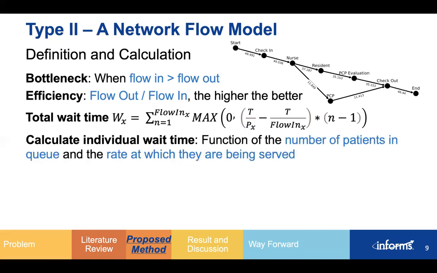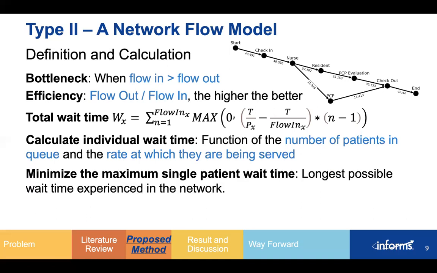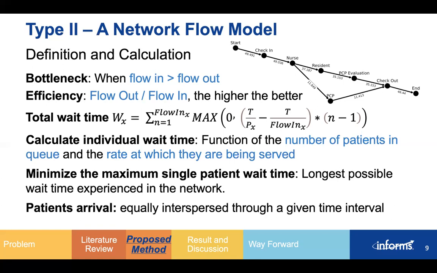We define individual wait time as a function consisting of the number of patients in queue and the rate at which they are being served. The maximum single patient wait time is the longest possible wait time in the network, and it's the worst case. We want to minimize it. And we assume patient's arrival is equally interspersed in a time interval, because the time interval is very short, just 1 minute.